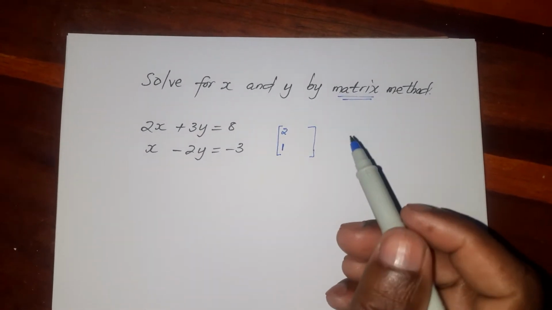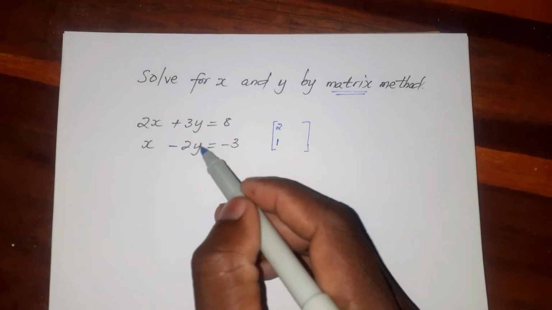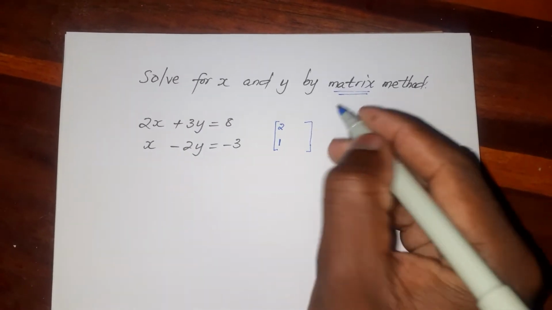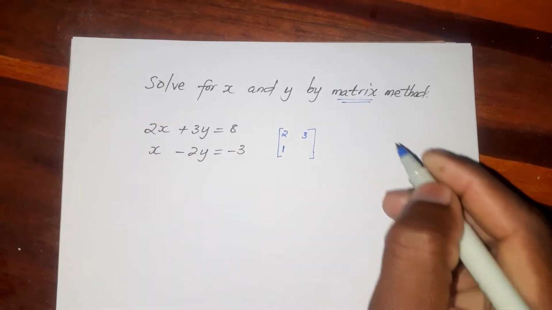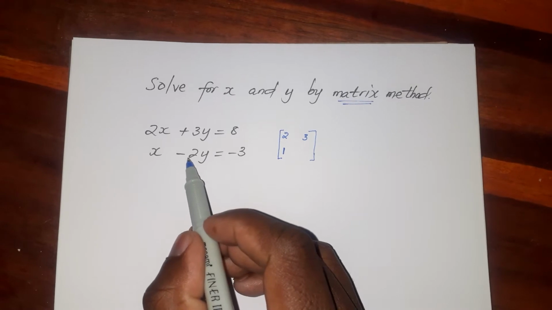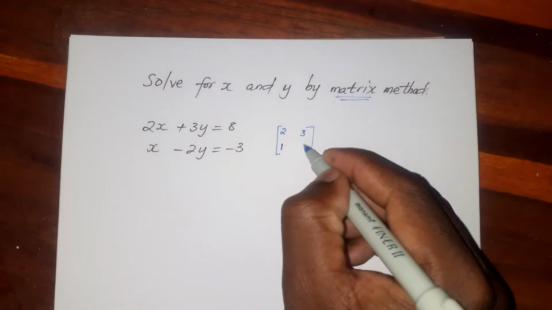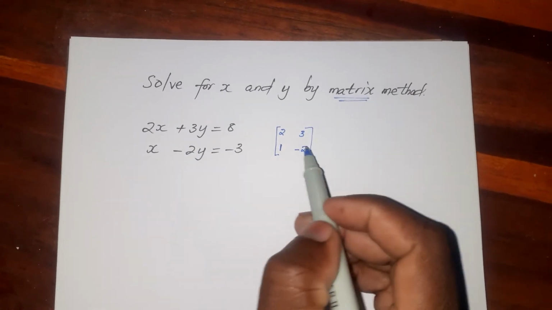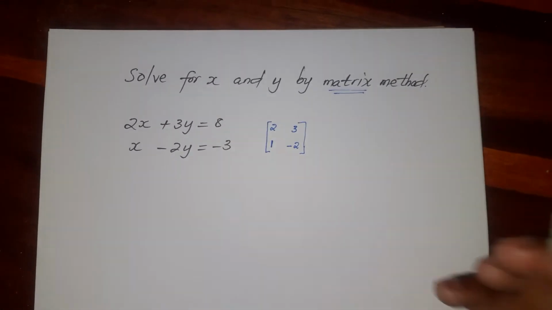And then I move on to the coefficients of y. In the first equation, the coefficient is positive 3. I write my positive 3. While in the second equation, the coefficient of y is minus 2. Don't leave out the minus. Write it also.